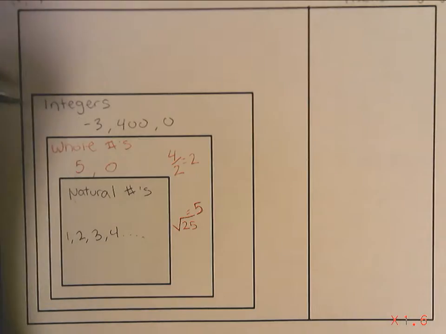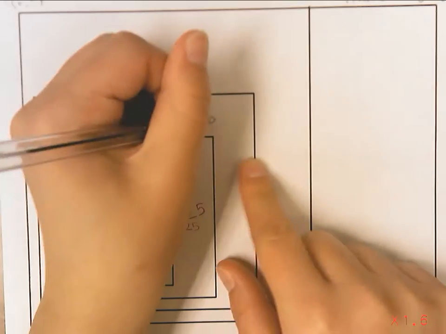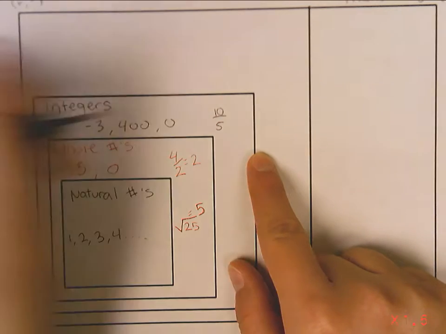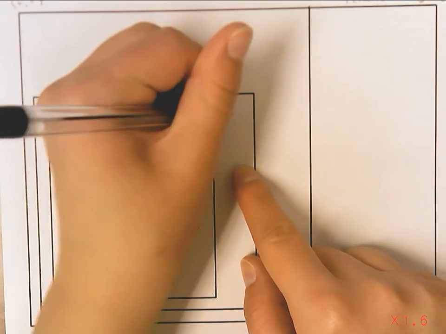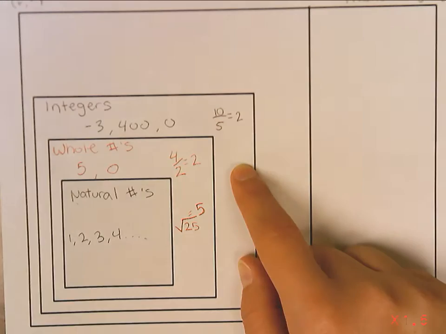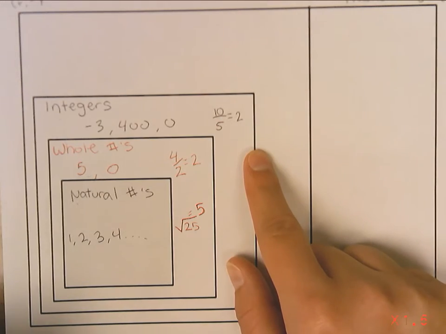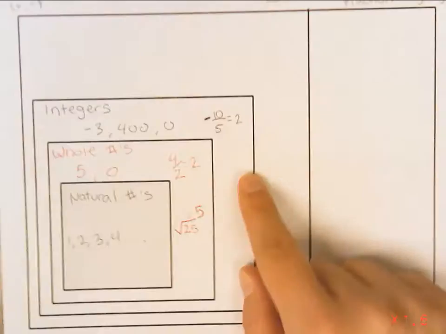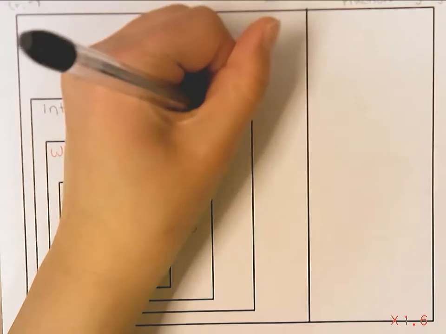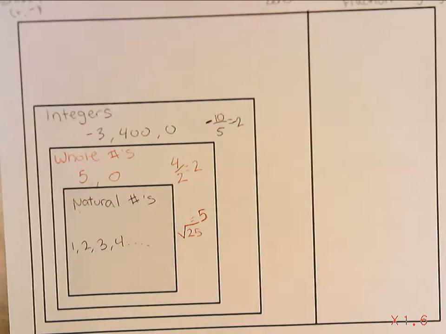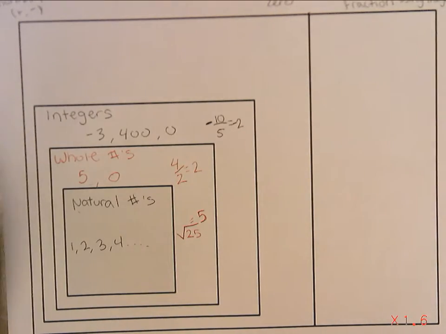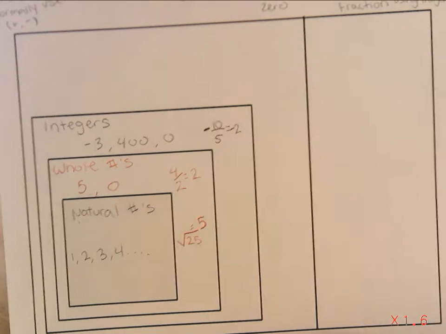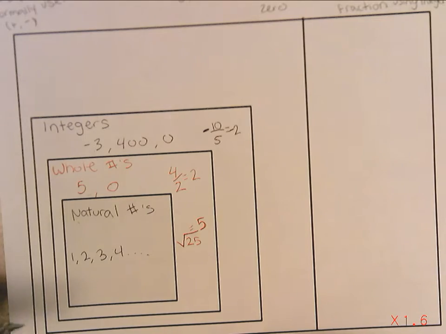And an integer would also include something like this. So if you had, for example, 10/5, although it looks like a fraction, if you simplified it, it would give you 2. And 2 is a whole number, which means it's also an integer. The difference is an integer could be negative 10/5, which means this would be a -2. And a -2 or -3 would be an integer. But negatives can't be whole numbers. Negatives can only be integers.